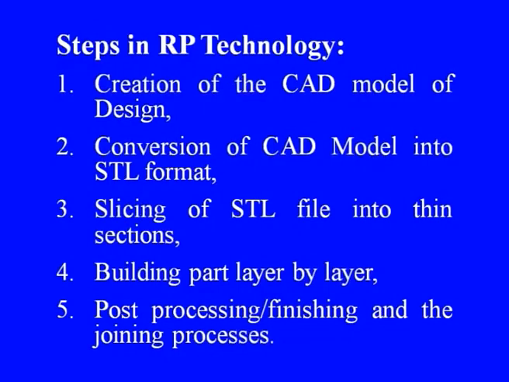Then the next step is building the part layer by layer. These number of slices will have to be built one layer upon another like this. So that, say for example, if there are 1000 layers or 1000 slices in making one 100 millimeter product, then there will be ideally 1000 layers placed on top of another like this, and that will make up the final 100 millimeter tall product in the final shape.